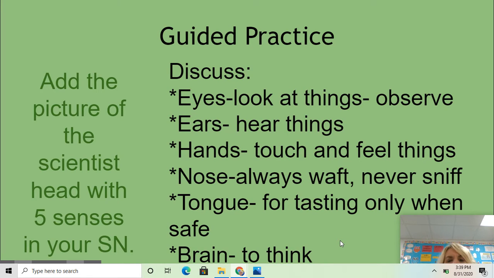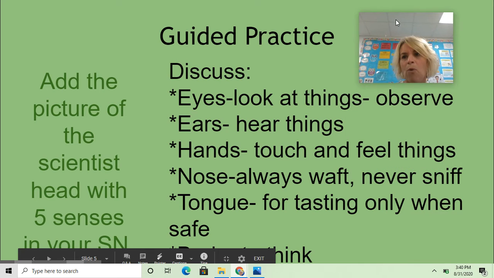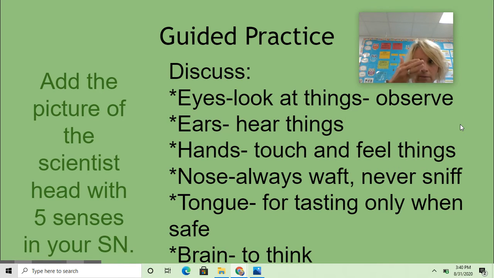We use our nose. And we're going to learn, or we've learned in our being a safe scientist, that we waft. We never sniff. And let me let you see me wafting. So if we have something that we're smelling, we want to waft it. We don't want to sniff it because we might take in some bad chemical smells. So we just want to waft. We use our tongue for tasting only when it's safe.